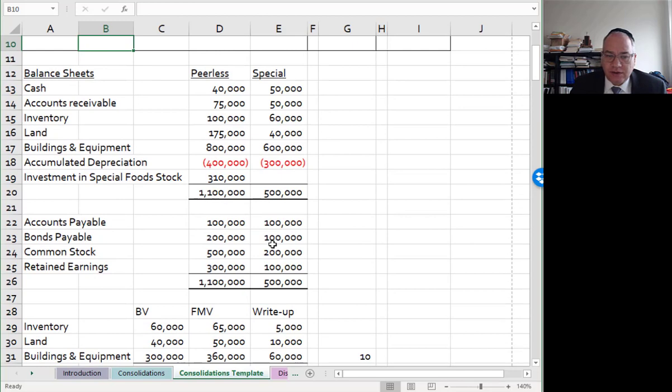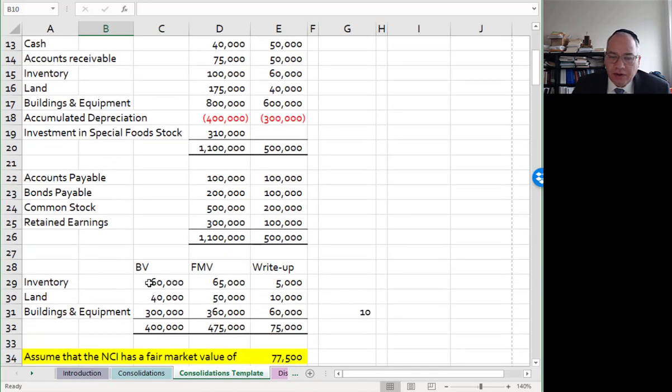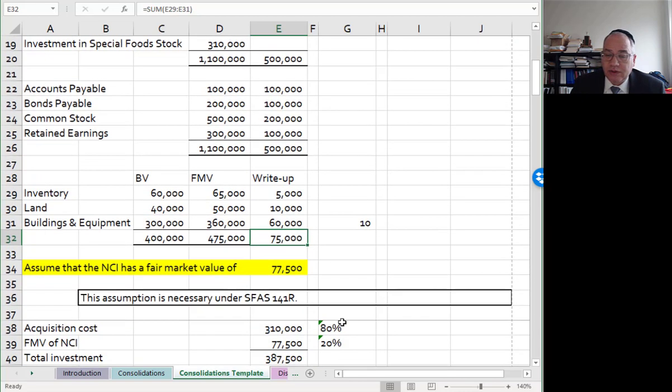And here you can see the balance sheets of the two entities, Peerless and Special. I arranged it slightly differently from the book, I hope you don't mind. There are three items that are the sources of the differential. One is inventory, which needs to be written up by $5,000. Another is land, which needs to be written up by $10,000. Another is buildings and equipment, which needs to be written up by $60,000. So the total write-ups of assets is $75,000.